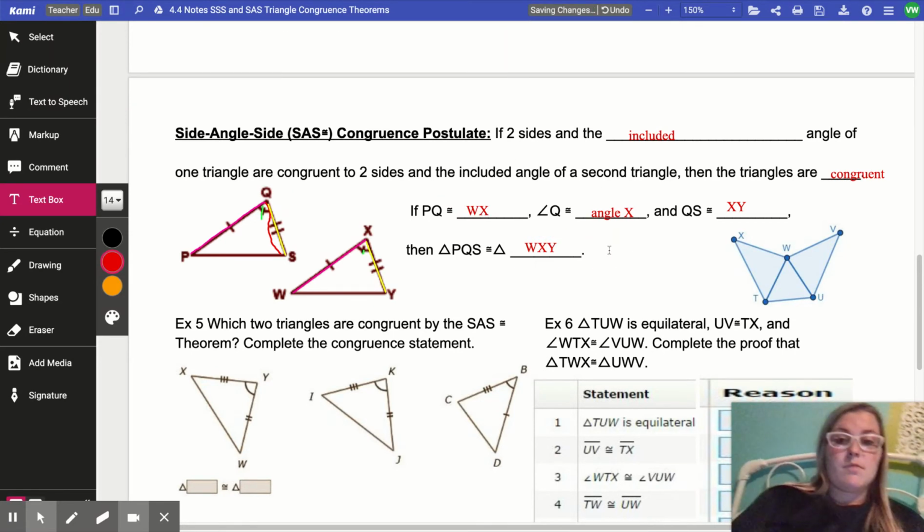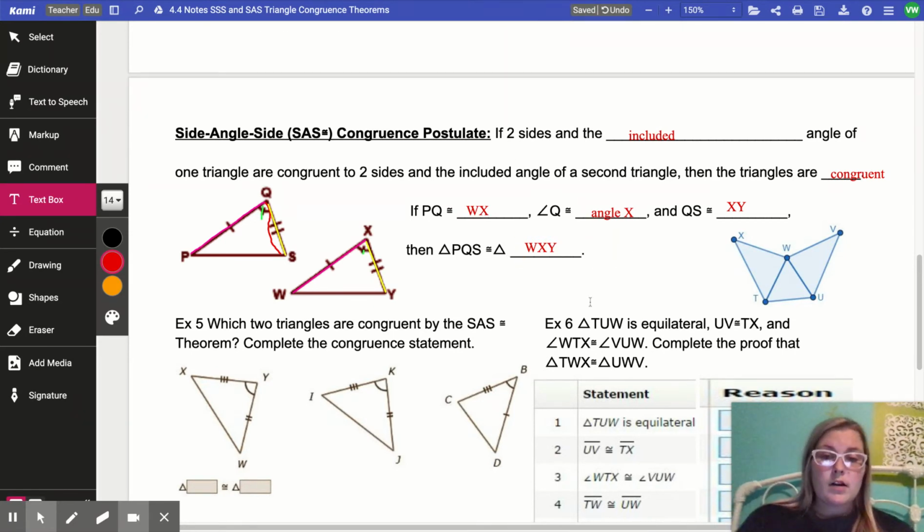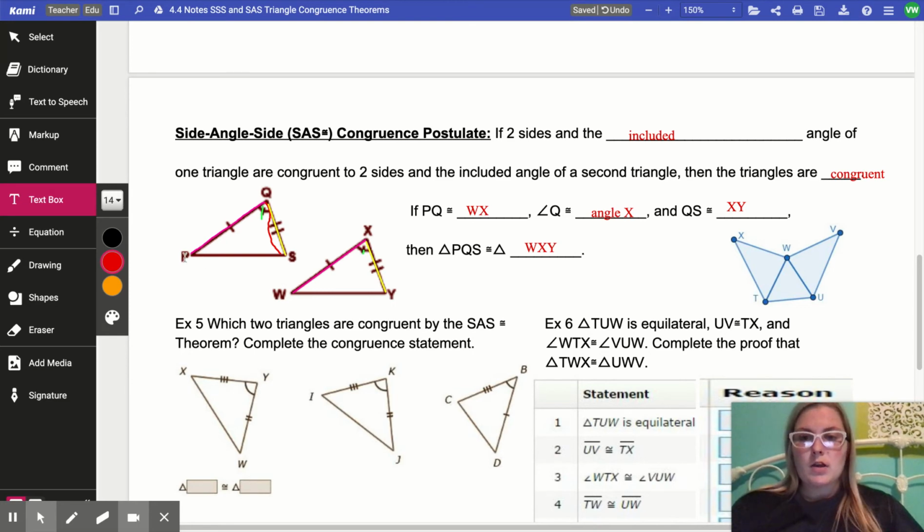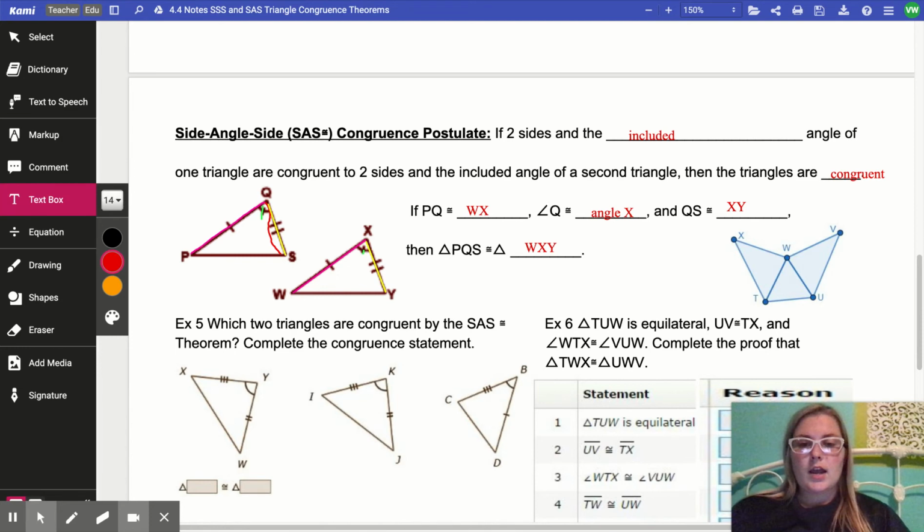And be careful, I am going in order, making sure that my triangle names match up. So I'm going from P to Q to S. Line PQ is congruent to WX, so if PQ is here, WX has to be here. Angle Q is congruent to angle X, so if Q is in the middle, X is going to go in the middle. And then Q to S is congruent to X to Y. So from Q to S, my second and third spots, X to Y need to be in my second and third spots. So my triangle name is all good to go.